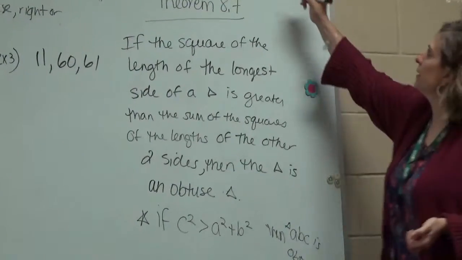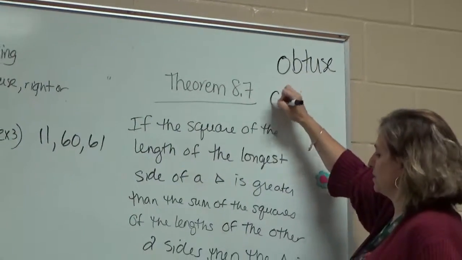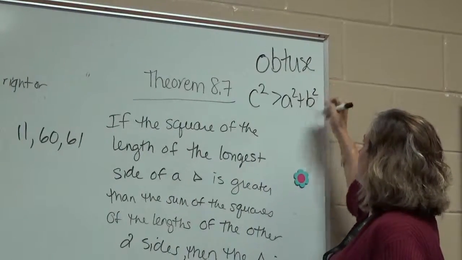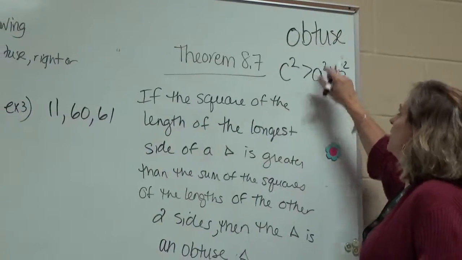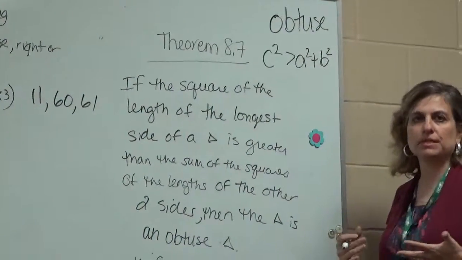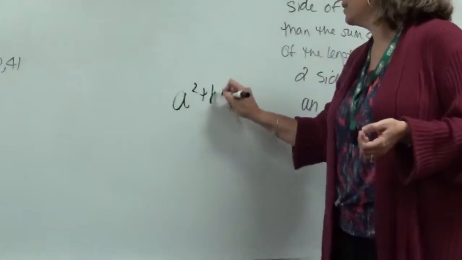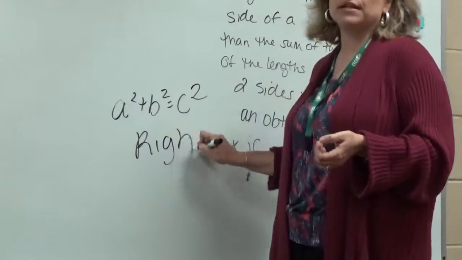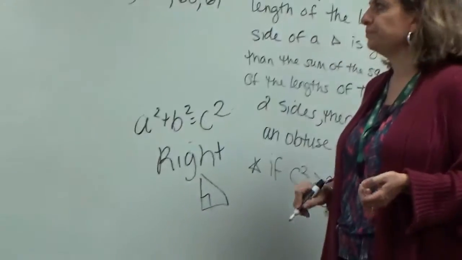So what I'm saying is, for this triangle to be obtuse, if you square a and b, add them together, c squared is going to be bigger than them, and that's going to be an obtuse triangle. What happens if we know a squared plus b squared equals c squared? Hopefully you know that would be a right triangle. A right triangle always has a 90-degree angle.